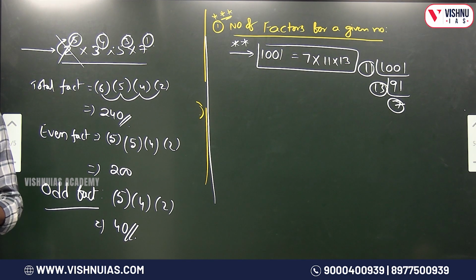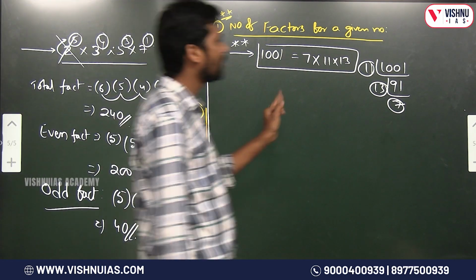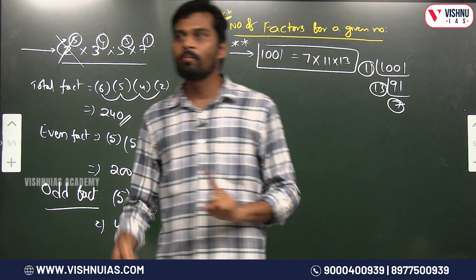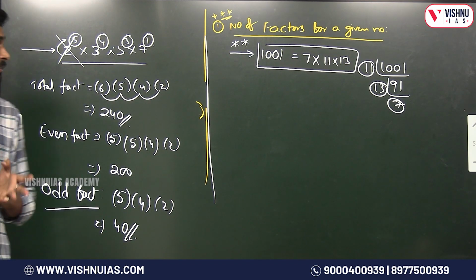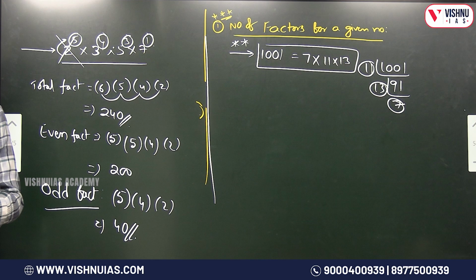1001 can be written as a product of prime numbers, the 3 consecutive prime numbers starting from 7. What are the 3 consecutive prime numbers starting from 7? 7, 11, 13. So immediately we can write 7, 11, 13. This is one of the most important numbers, so we need to learn it by heart. 1001 is written in the form of 7 into 11 into 13.